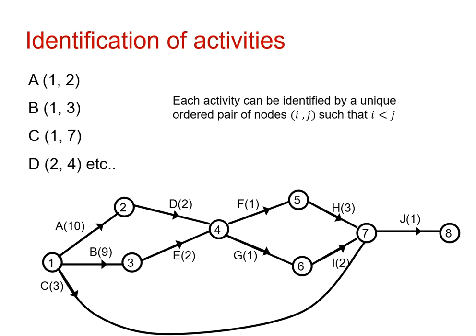So just one thing to point out is, and this is something that is a requirement when you're talking about this formally, that each activity can be uniquely identified by an ordered pair of nodes. So activity D here, for example, takes us from node 2 to node 4. And there's no other activity that does that. And also with the numbering of the nodes, the second number will always be greater than the first number.